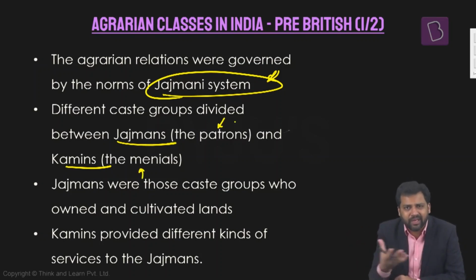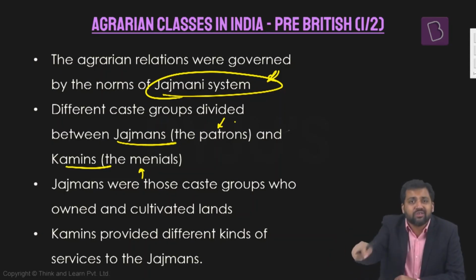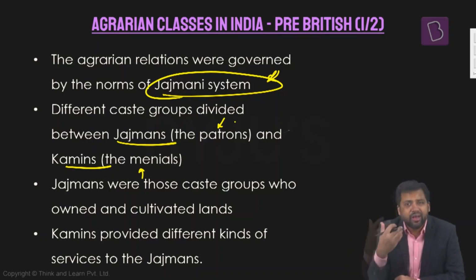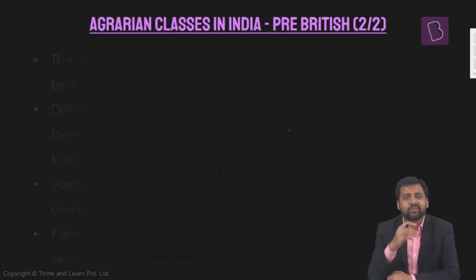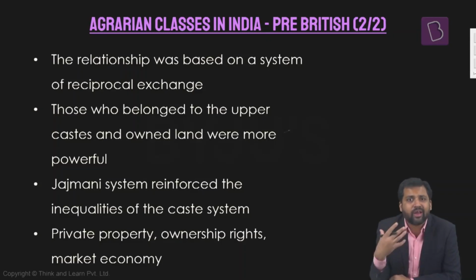The Jajmans would have some agricultural production, and a part of it they would give to the Kamins in exchange for the services that the Kamin castes provided. Kamin castes could be, for example, the washerman caste or the ironsmith caste. So caste decided occupation. If you were one of those castes considered to be Kamin, you would provide those services to the Jajmans. The same applies to the Jajmans as well: occupation and caste went together. The Jajmans cultivated and owned lands, and the Kamins provided different kinds of services. So the agrarian economy was bifurcated on the basis of the Jajmani system.